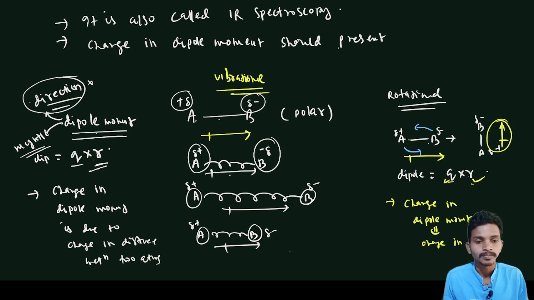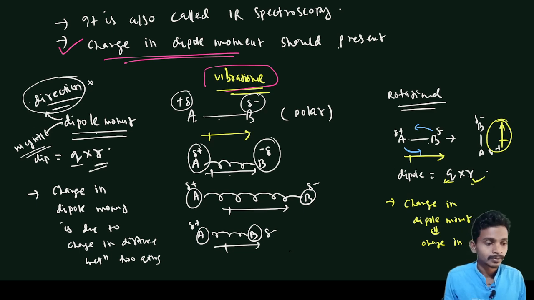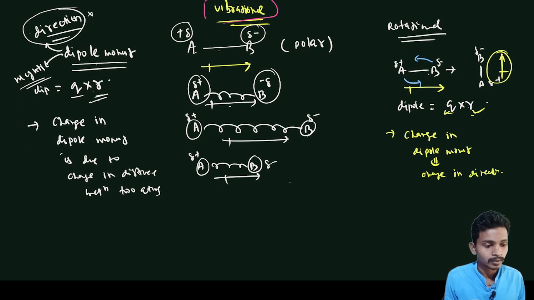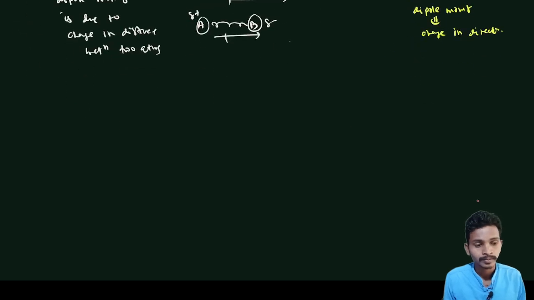Okay, so in any molecule, if we see a change in dipole moment, then it may be vibrationally active and rotationally active. But for a molecule to be vibrationally or rotationally active, a change in dipole moment should be present. Okay, so now we will discuss how a molecule is vibrating.